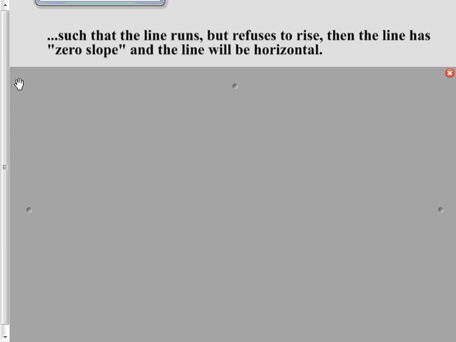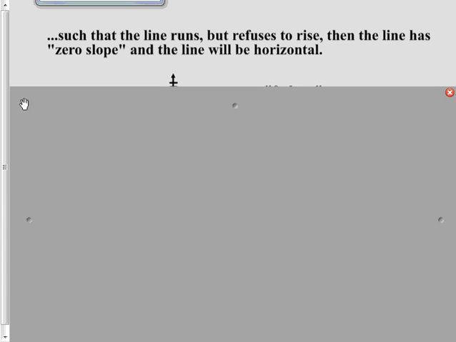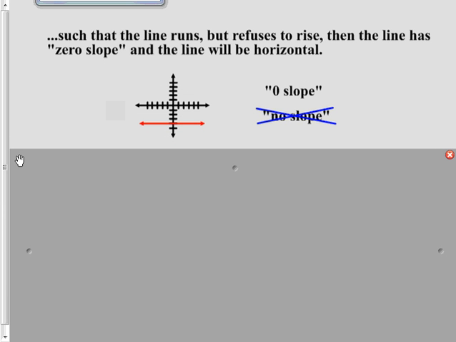It is possible that your slope value might indicate that the line will run but refuses to rise. That will put a 0 in your numerator and then some other number in the denominator. Well, a fraction that has a 0 in the numerator has an overall value of 0. So that will be a horizontal line. It is running, but not rising.